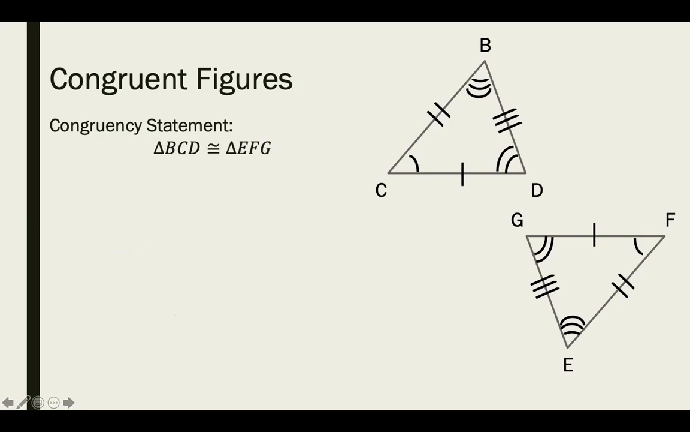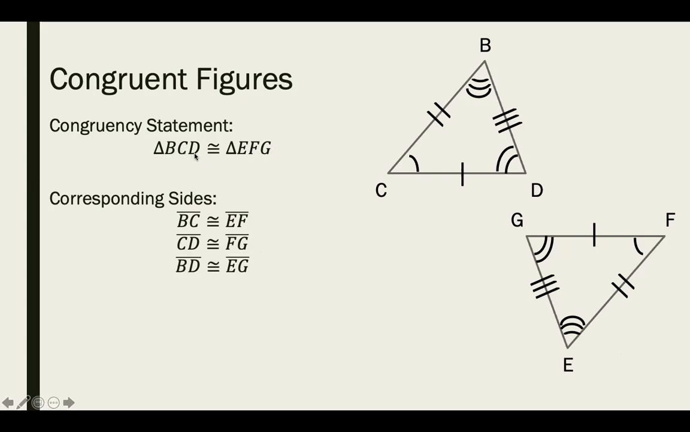So when we have a congruency statement, we can use that to write out a bunch of other congruency statements about segments and angles. So for example, BC is congruent to EF. BC are the first two letters in our first triangle. EF is our first two letters in our second triangle. And we can see that EF, which has two tick marks, is congruent to BC. Similarly, we have CD is congruent to FG. 2 and 3, they're congruent. And then BD, the first letter and the last letter, is congruent to EG, the first letter and the last letter there.